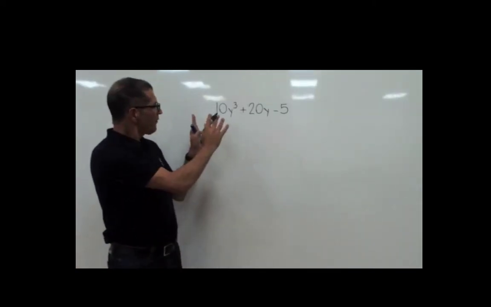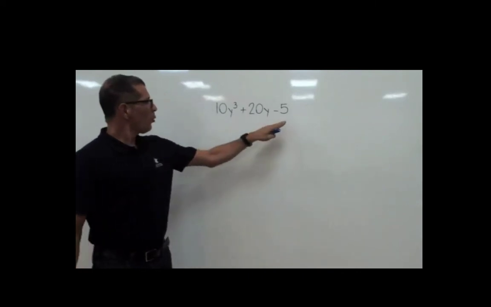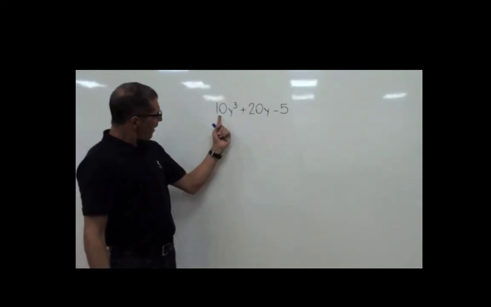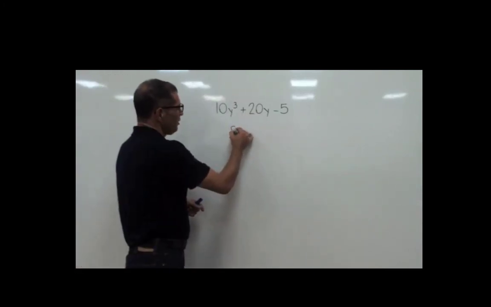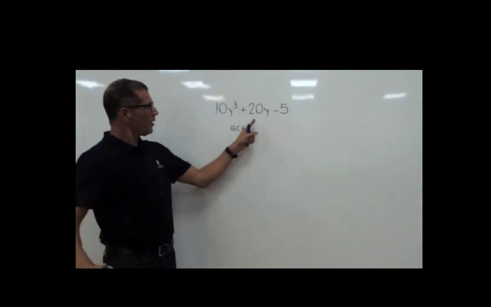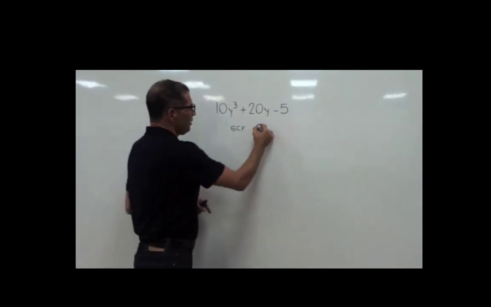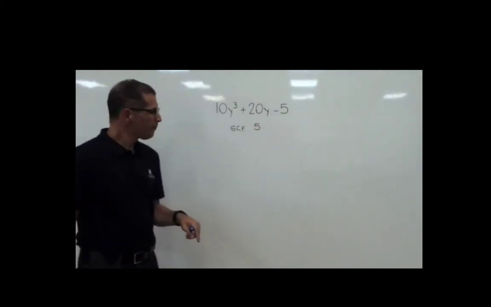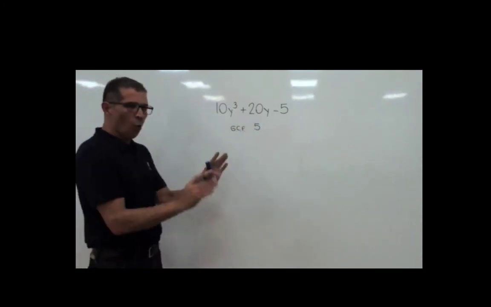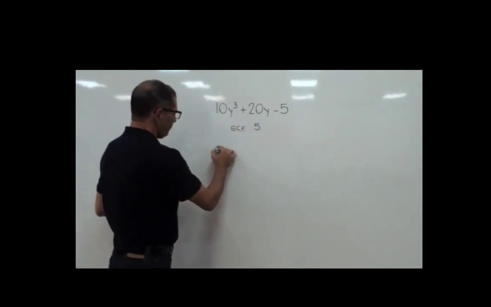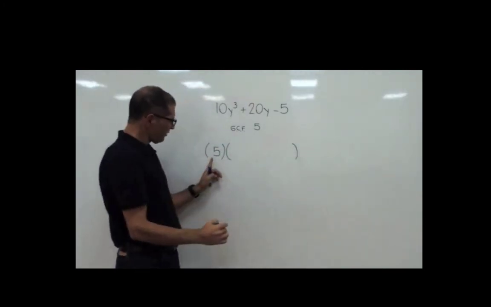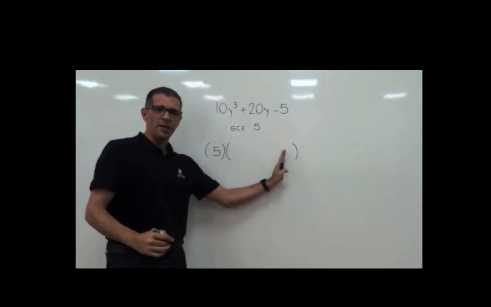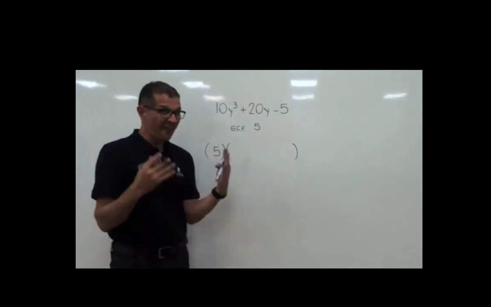Now let's factor this trinomial, this polynomial with 3 terms. The GCF, the greatest common factor of 10y cubed, 20y, and negative 5 is 5. So one factor was found: 5. Now we need to find the second factor. This factor times this factor, factorization.